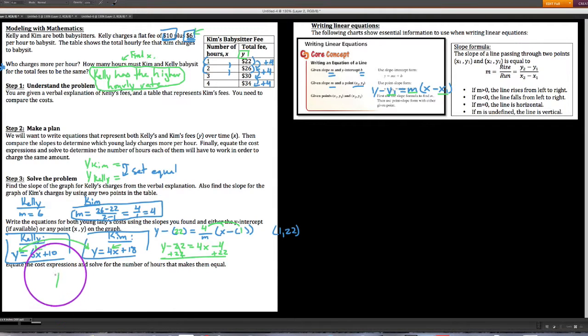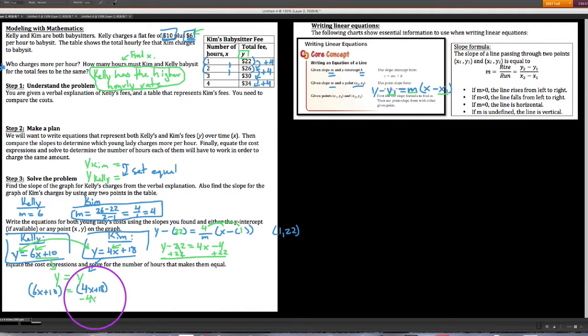And if we're going to equate the two y's, essentially what we're saying is, I have a y expression here, and that's equal to 6x plus 10. That's what hers is. And we say, okay, equal to, now let's head over here. I know what y is here. We'll go plug this in. We get 4x plus 18. So all we really need to do at this point is solve for x.